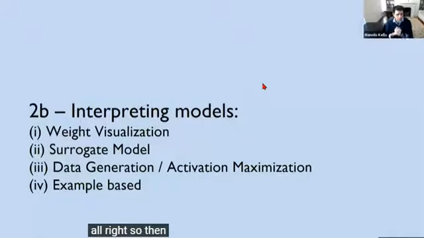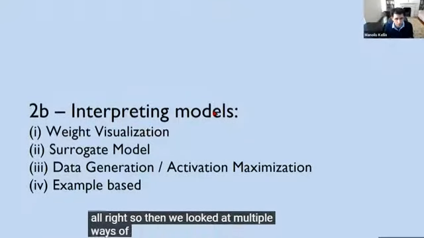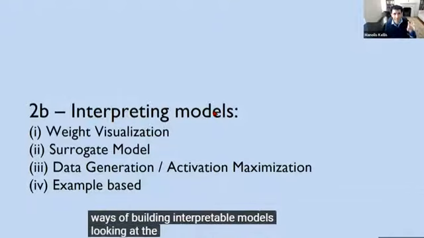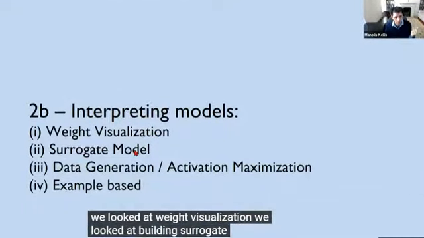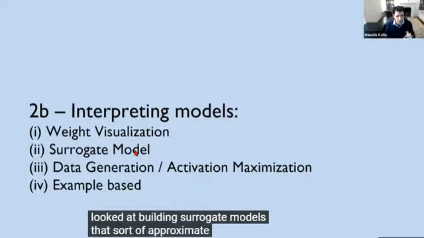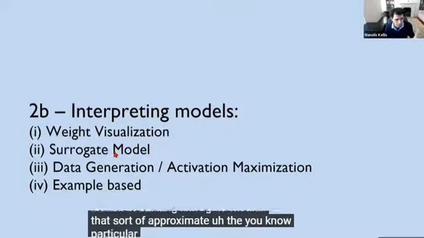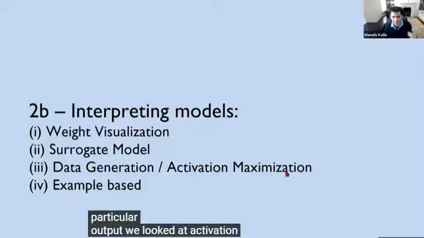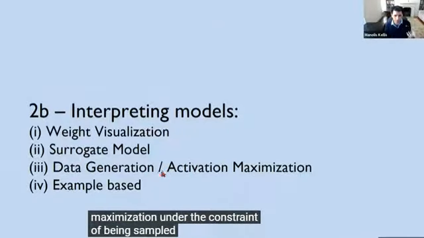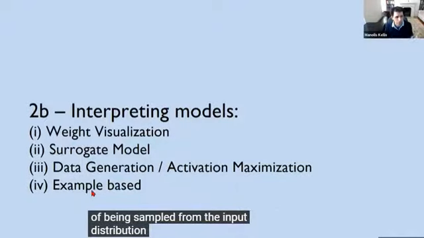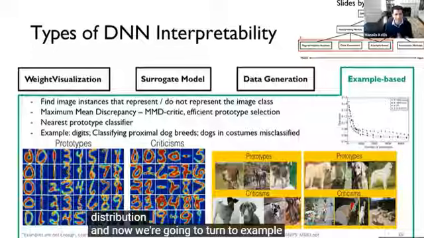All right, so then we looked at multiple ways of building interpretable models, looking at the internals of the model. We looked at weight visualization. We looked at building surrogate models that approximate the particular output. We looked at activation maximization under the constraint of being sampled from the input distribution. And now we're going to turn to example-based.